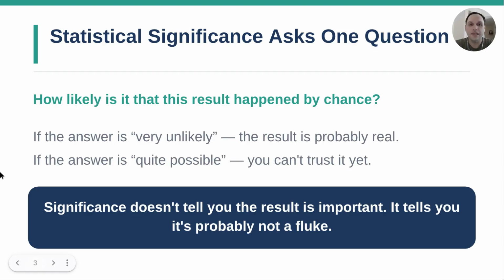Statistical significance is the answer to that question. It asks, for any given result, how likely is it that this happened by chance? If the answer is very unlikely, the result is probably real, and you can act on it. If the answer is quite possible, you can't yet rule out that you're looking at random noise rather than a real effect. One important thing to understand up front: statistical significance doesn't tell you that a result is important or large. It just tells you it's probably not a fluke. Those are different things, and we'll come back to that.